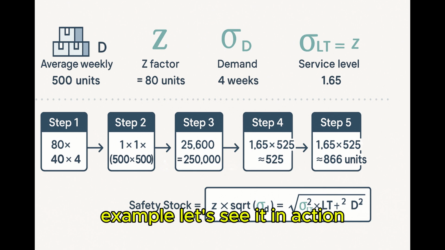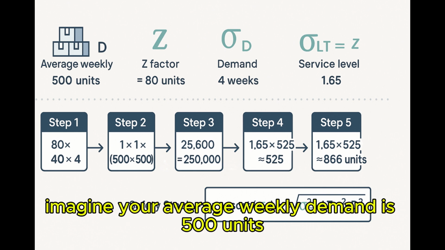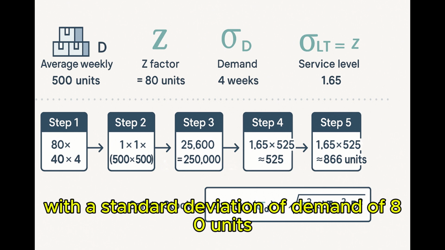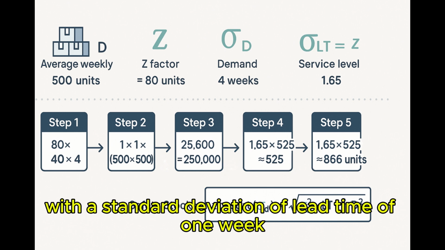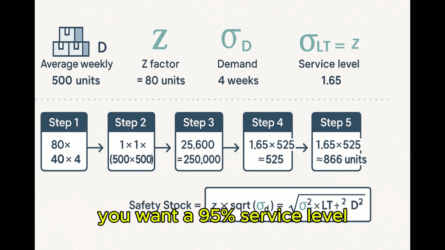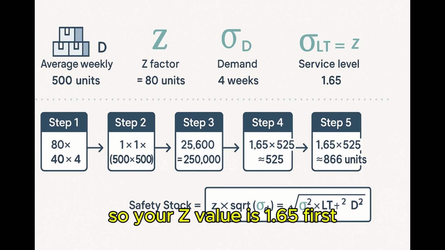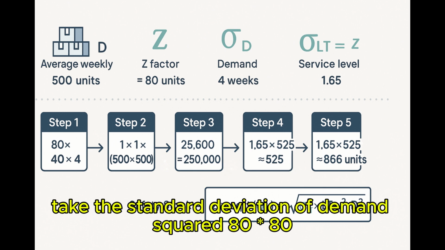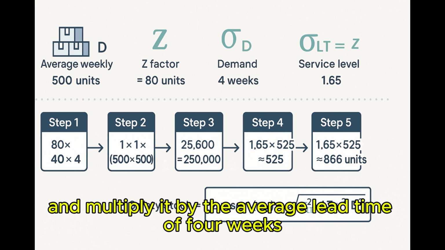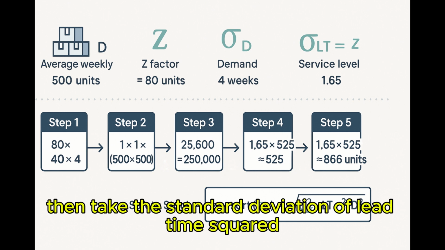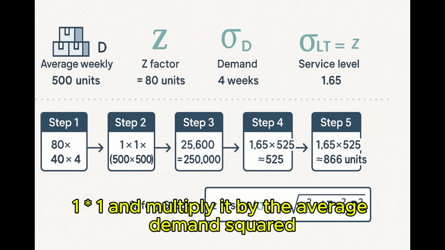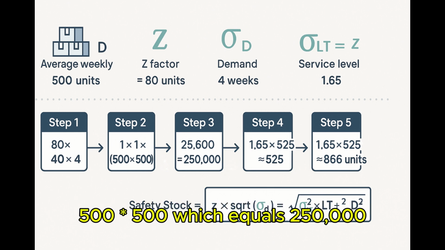Example, let's see it in action. Imagine your average weekly demand is 500 units, with a standard deviation of demand of 80 units. Your average lead time is 4 weeks with a standard deviation of lead time of 1 week. You want a 95% service level, so your z-value is 1.65. First, take the standard deviation of demand squared, 80 times 80, and multiply it by the average lead time of 4 weeks. That equals 25,600. Then, take the standard deviation of lead time squared, 1 times 1, and multiply it by the average demand squared, 500 times 500, which equals 250,000.